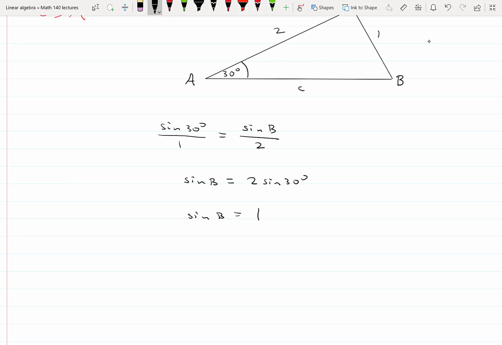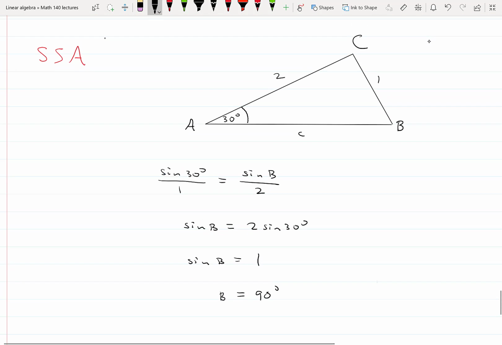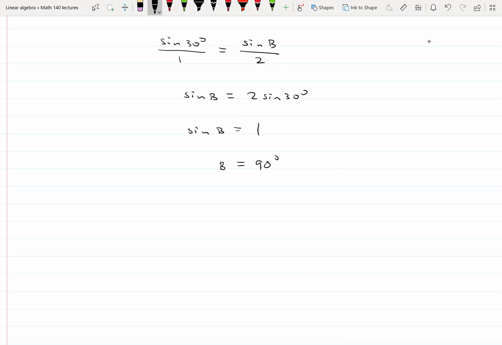Okay, well, if we take the inverse sine to solve for B, we'll get b equals 90 degrees, since we know that the sine of 90 degrees is 1. We've learned that already. So b is actually 90 degrees, and our triangle actually looks like this. This is a very important thing that's happening here. Its importance will come up soon.